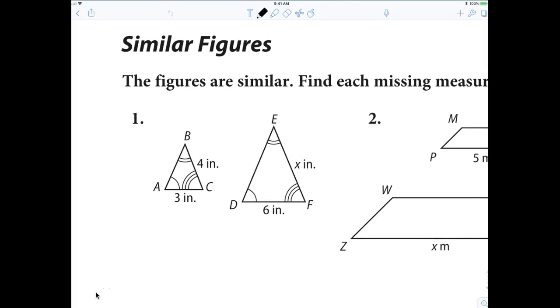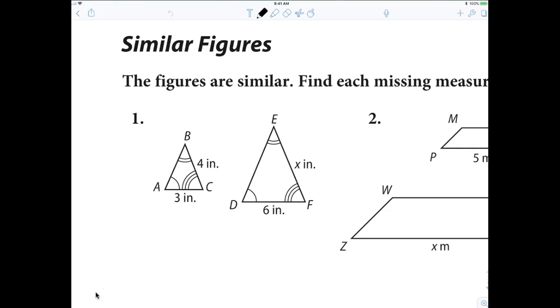Okay, so let's first start out here. Similar figures. What exactly are similar figures? Similar figures are shapes that are exactly the same. One's bigger and one's smaller. That's exactly correct. All right. Now, we say that these shapes, because they are similar, their sides are proportional. Their sides are proportional. All right.